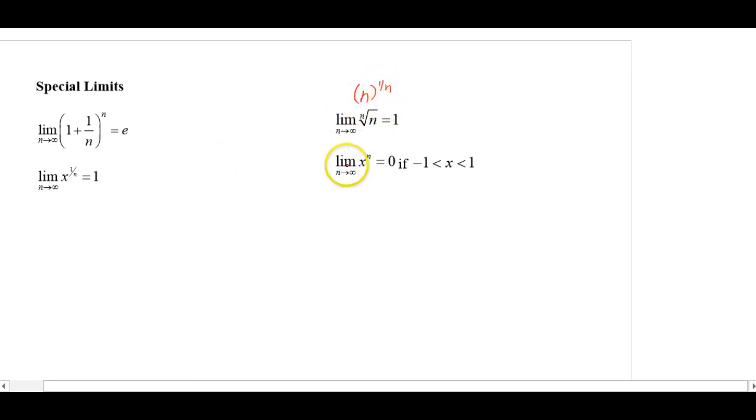And then here, the limit as n approaches infinity of x to the n equals 0, but only if x is between negative 1 and 1. So some number between negative 1 and 1, something like a fraction, like a half, or it doesn't necessarily have to be a rational number. Any number between negative 1 and 1 raised to the n is going to give me 0 as n approaches infinity. So these are just some special limits that don't come up too often, but often enough that they're good to memorize.